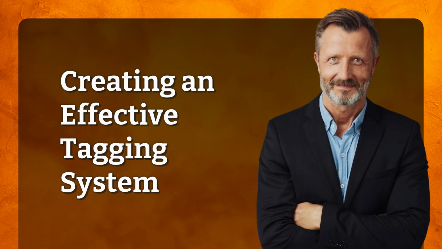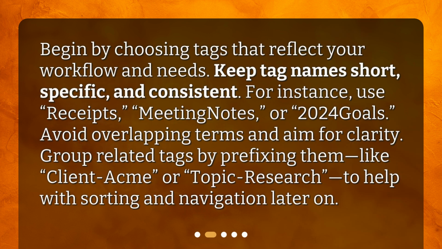Creating an effective tagging system. Begin by choosing tags that reflect your workflow and needs. Keep tag names short, specific, and consistent. For instance, use receipts, meeting notes, or 2024 goals. Avoid overlapping terms and aim for clarity. Group related tags by prefixing them, like client Acme or topic research, to help with sorting and navigation later on.